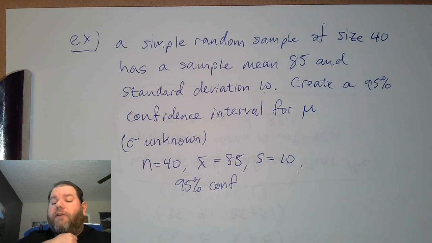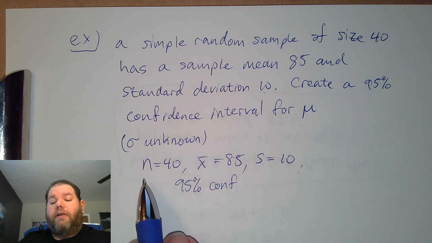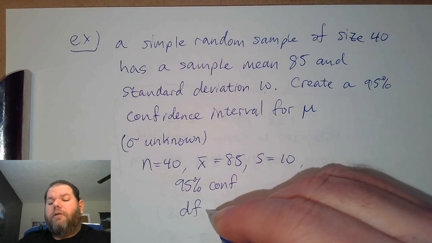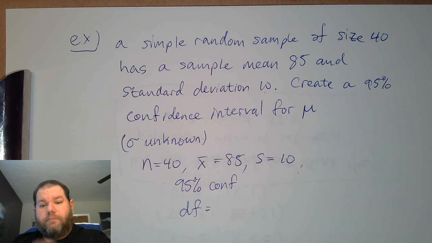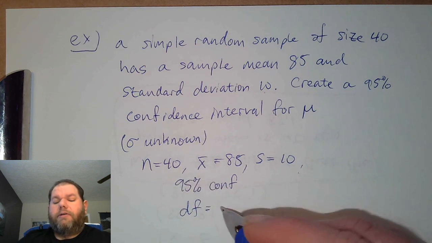Now, if sigma is unknown, this is where we use the table to look up the value. And that depends on two things. It depends on the level of confidence and our degrees of freedom. If n is equal to 40, then what is our degrees of freedom? Do you remember how we found that? N minus 1, and so in this case it would be 39.